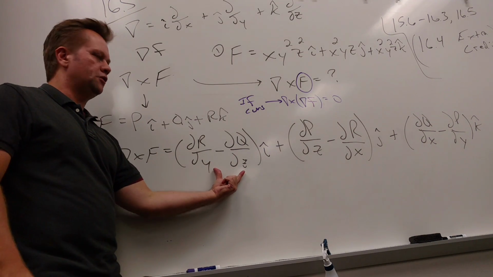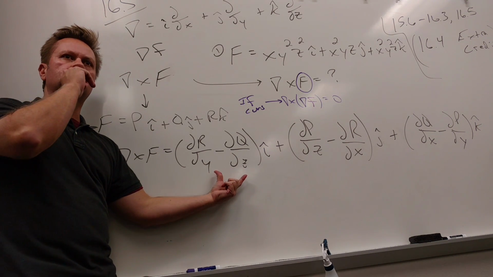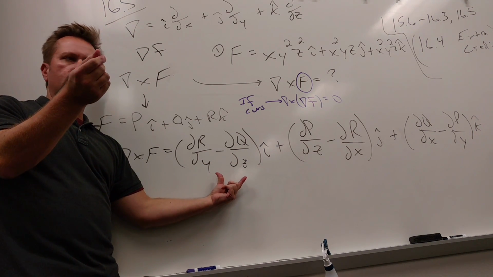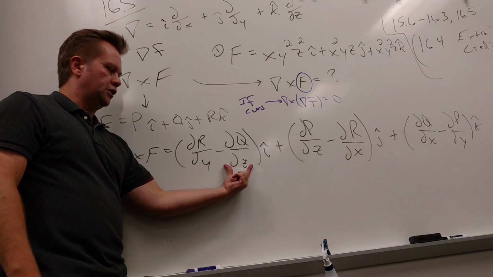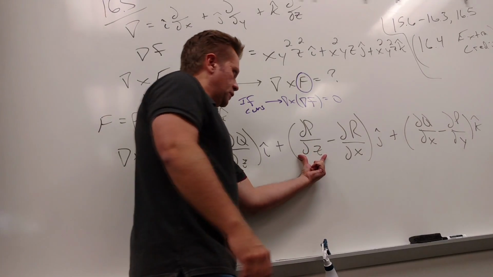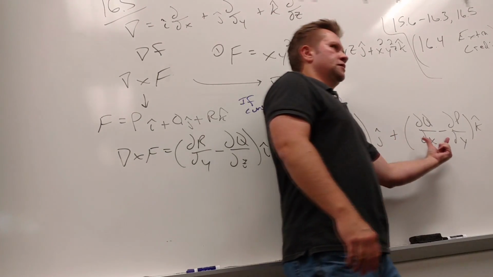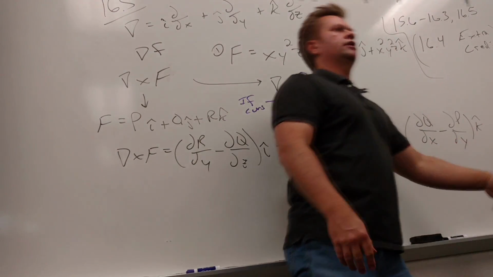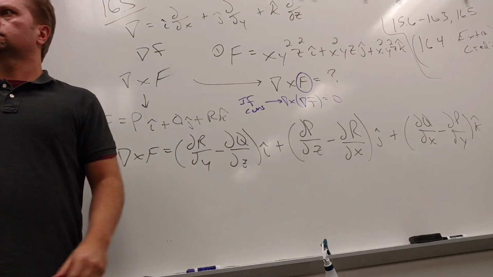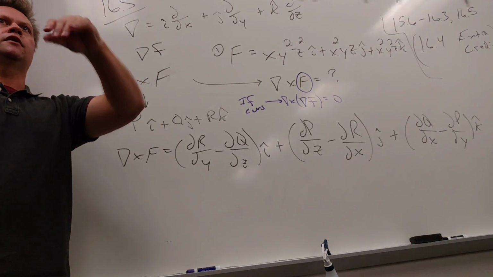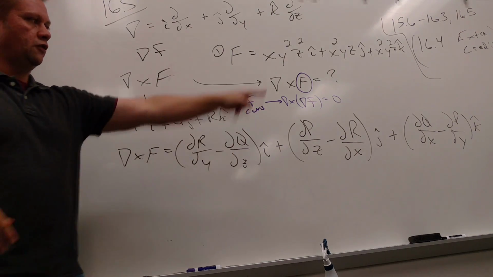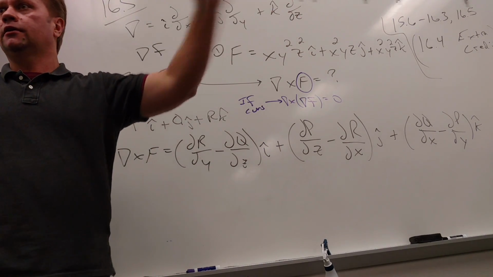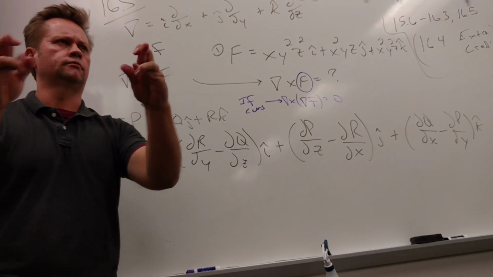But that actually tells you now real quick, how would you quickly check to see if it was conservative? Well, if dR/dy equals dQ/dz and dP/dz equals dR/dx and dQ/dx equals dP/dy, then obviously the curl would come out to be 0. So that's kind of like that extension of dP/dy equals dQ/dx. That's what we have to do for 3 dimensions now. We have to check 3 requirements.